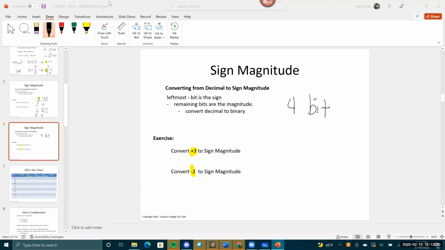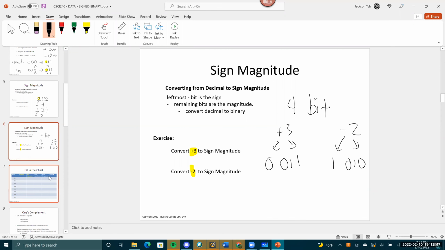Okay, so let's do this. The first is positive 3. The sign bit is 0, and 3 would be 0, 1, 1. So that makes it 4 bits. The next one, negative 2: the sign bit is 1, and then 2 would be 0, 1, 0. All right, and that would be negative 2. Hopefully everyone got this.